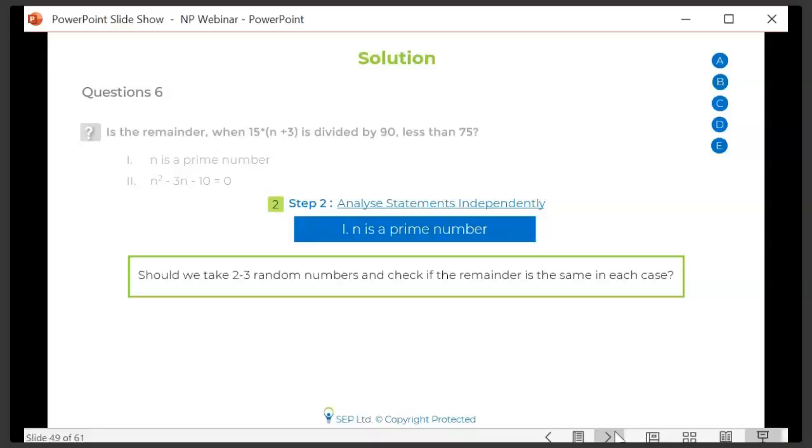Anyone? How did you go about solving this, where n is a prime number? What did you do? Do you take random numbers to solve it? Okay, Maitri saying you took random numbers. Okay. Anyone else? Come on, guys, participate.